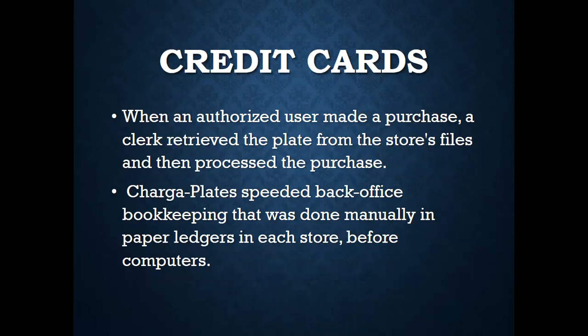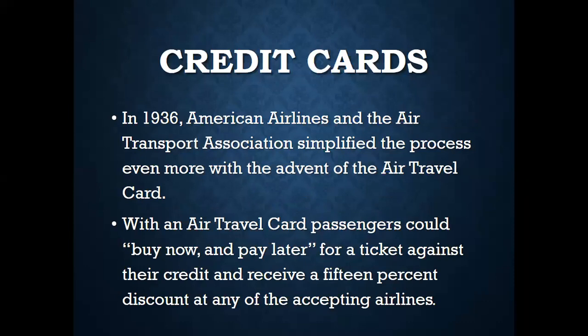Now, in 1936, American Airlines and the Air Transport Association decided to bring some advancement to the credit card industry. They introduced what they called the air travel card. The air travel card was brought in to help people who wanted to travel but didn't have the means of purchasing tickets to be able to buy a ticket now and travel, so that they pay later. All the holders of this air travel card could purchase tickets on credit, or travel on credit, and make payments later.